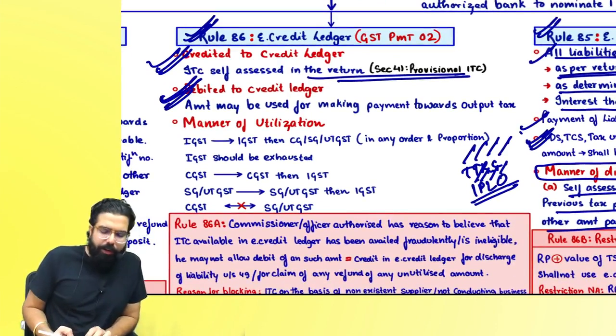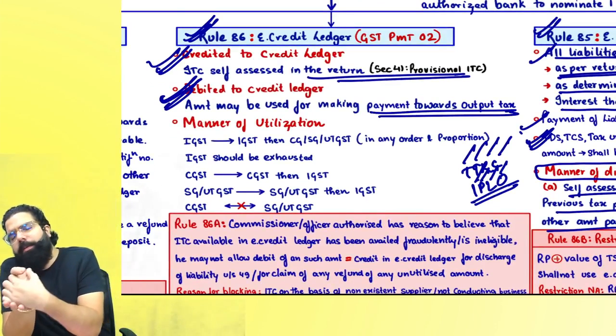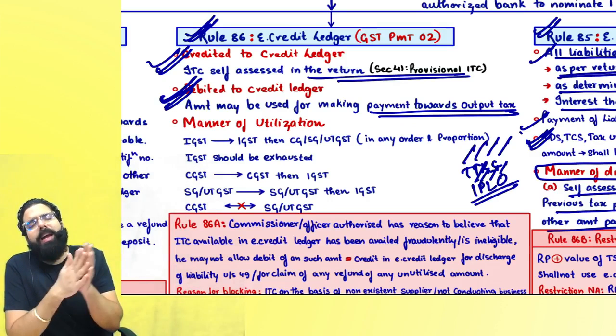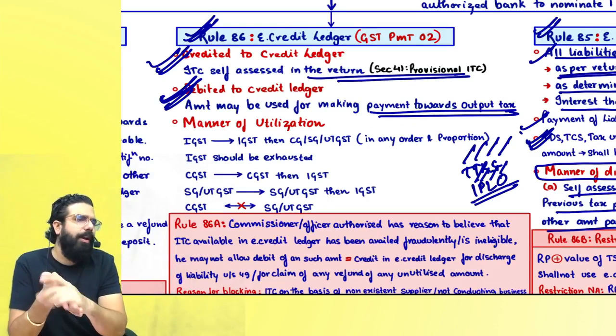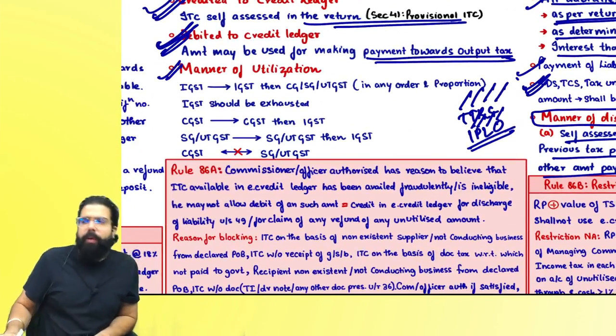Now, how will you use it? You will use it to make payment towards your output tax liability. Always remember, input tax credit you can use only to pay your output tax liability. You can't use it for TTRC IPLO. TTRC IPLO ke liye always cash has to be used. Sir, if I have credit, how do I use my credit?